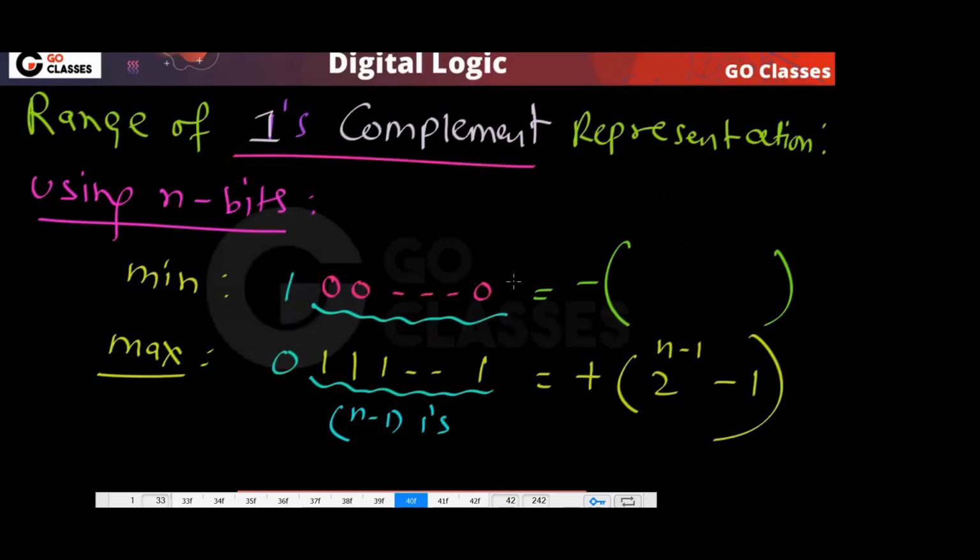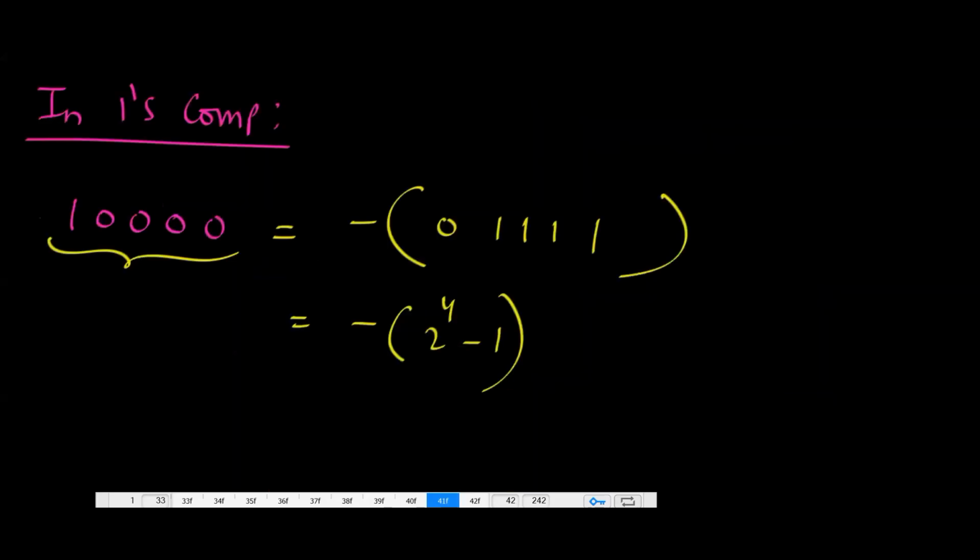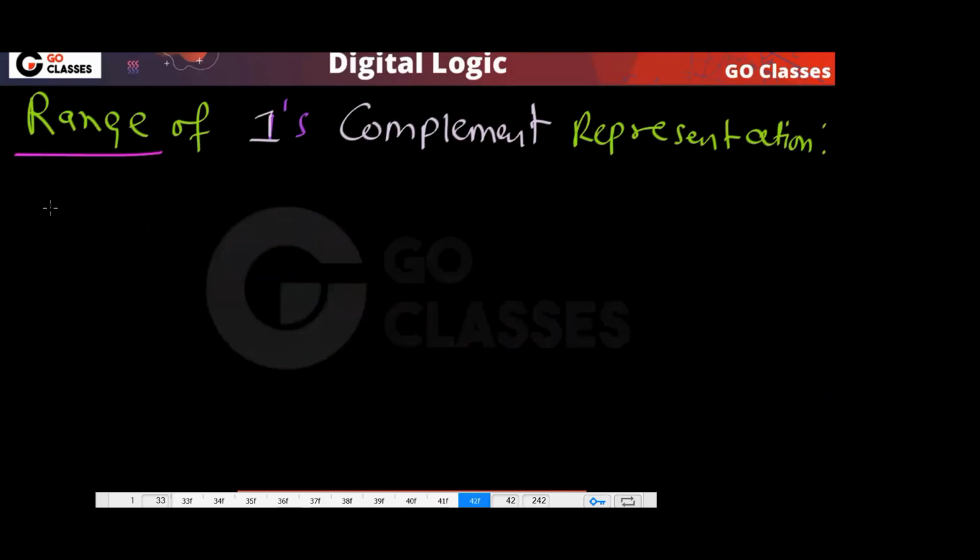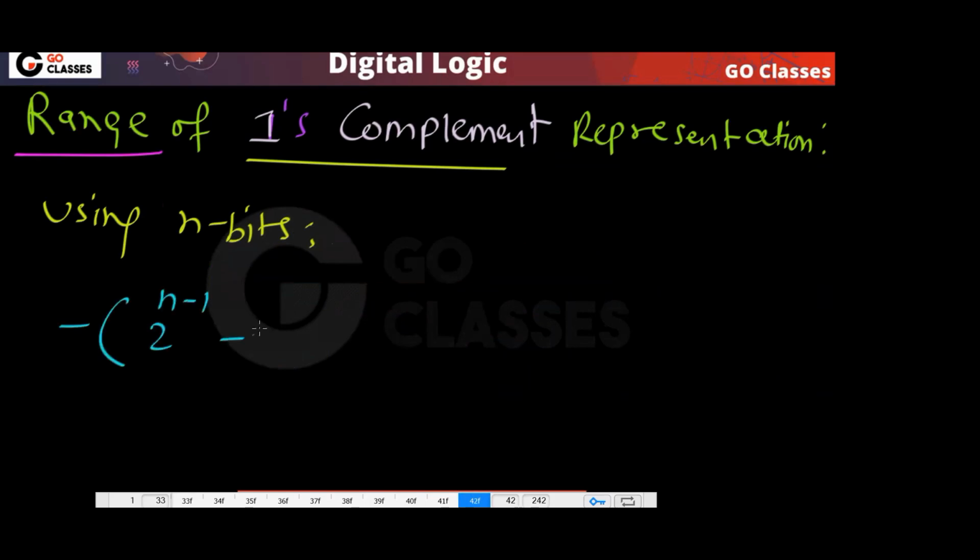So finally here also, this represents negative of 2 power n minus 1. So we are getting the same range. What is the range in 2's complement using n bits? If you have n bits, you get the same range, just like sign magnitude: from this to 2 power n minus 1 minus 1. So this is the range that you will get. Very simple. Now let's move on.